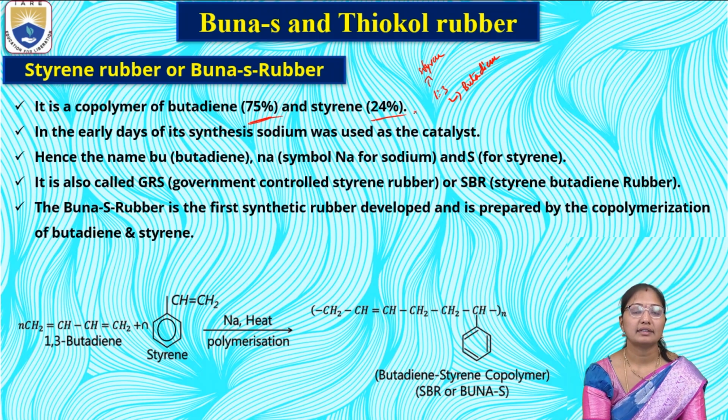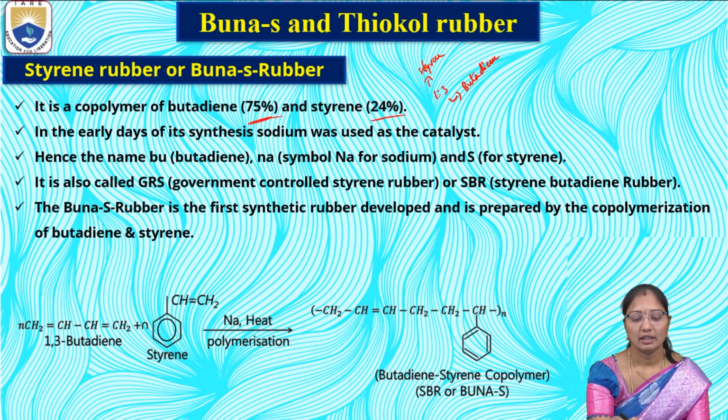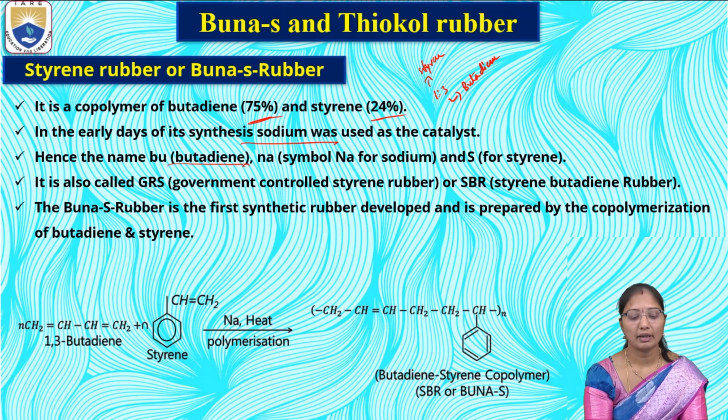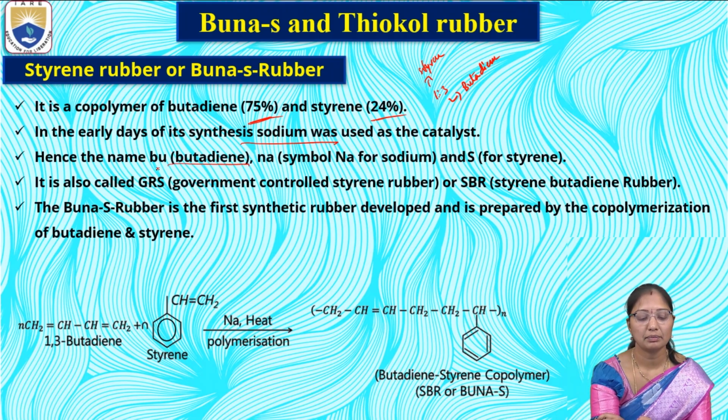In the early days, for the synthesis of this butadiene polymer, sodium was used as a catalyst. The name Buna is due to Bu for butadiene and Na for sodium, here Buna-S.